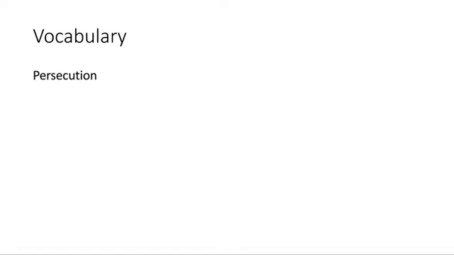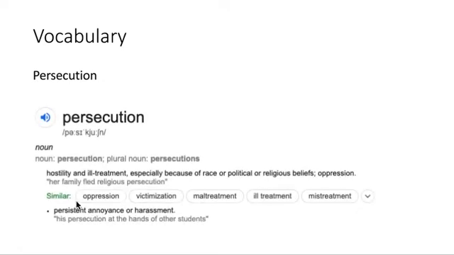The next word is persecution. Persecution is hostility and ill treatment, especially because of race or political or religious beliefs, and oppression. So some asylum seekers, some refugees have moved from their own country due to persecution, due to some sort of ill treatment, and that could be because of race, politics, or their religion. But for some reason, they are being harassed or harmed in some way.